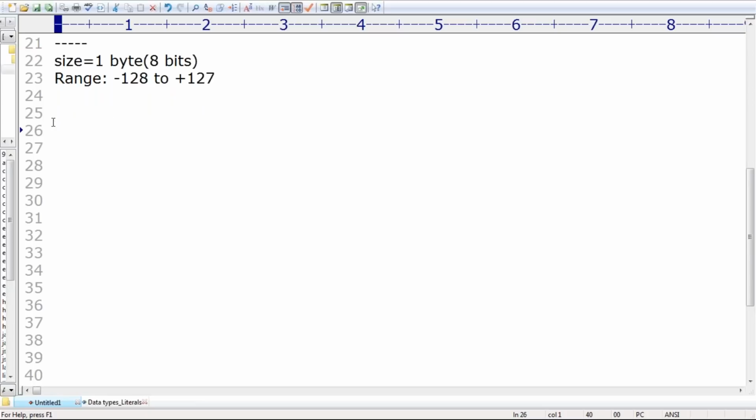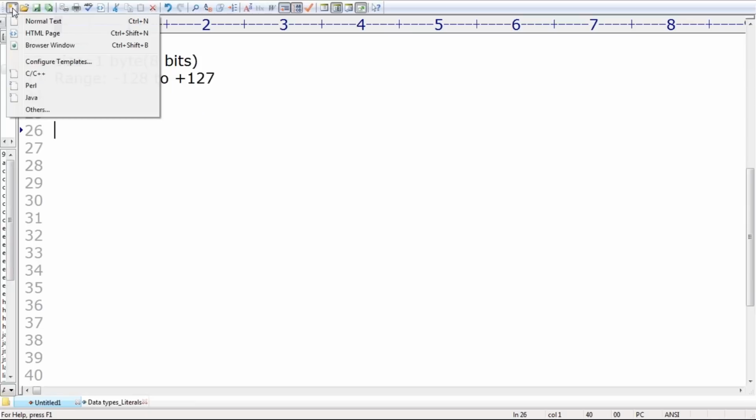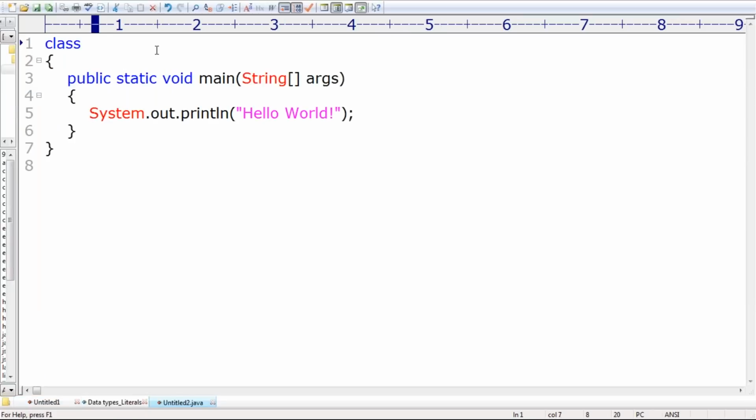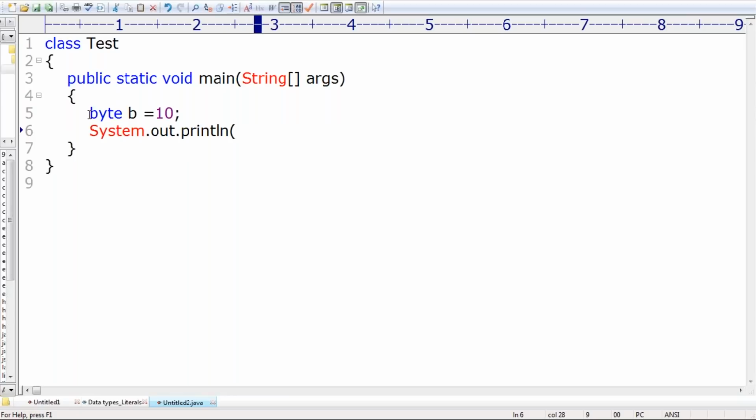Now take very special care; this is a very important terminology. Here I'm taking byte b equal to 10. Can you tell, is it valid or not? Byte b is equal to 10. Perfectly valid. 10 is within the range of minus 128 to plus 127, so it is valid.